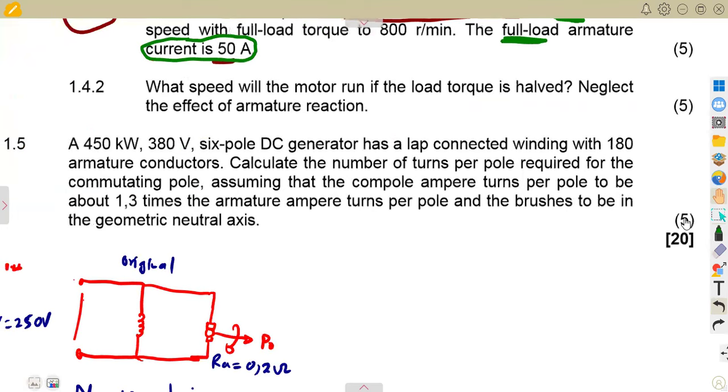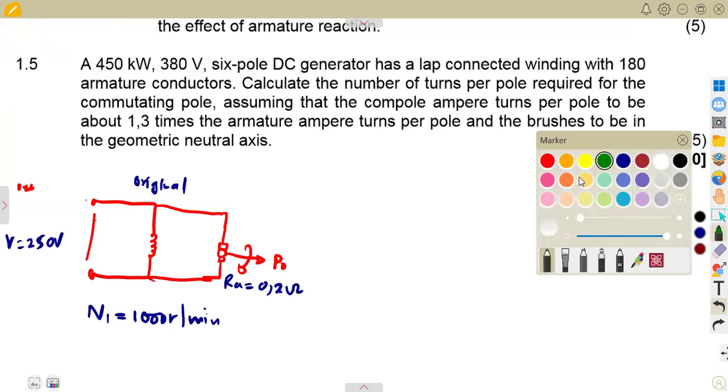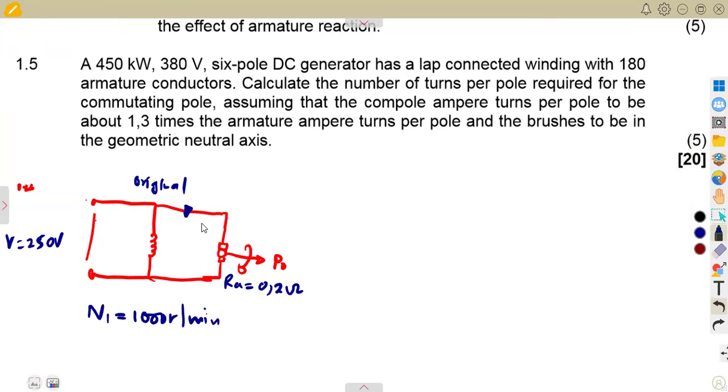So we also have the armature current there. We are given the armature current at what? At full load. Okay, so there we also have the armature current at full load. I'm just going to present it here. All right, so remember the armature current is part of the armature circuit that you're given. So this is our armature current at full load, which is 50 amps.